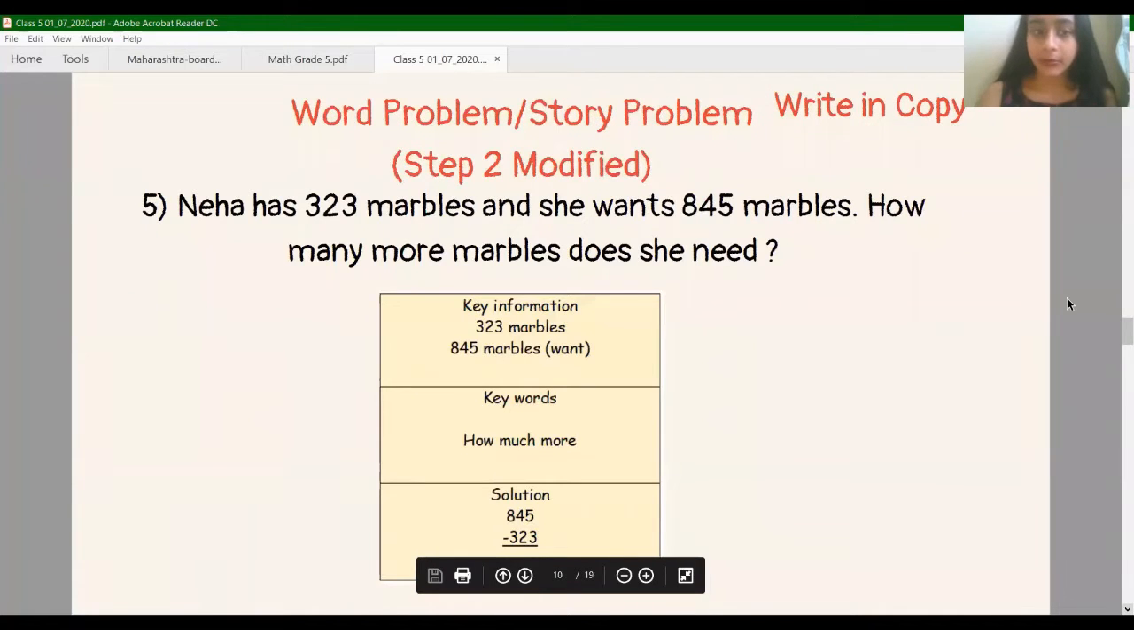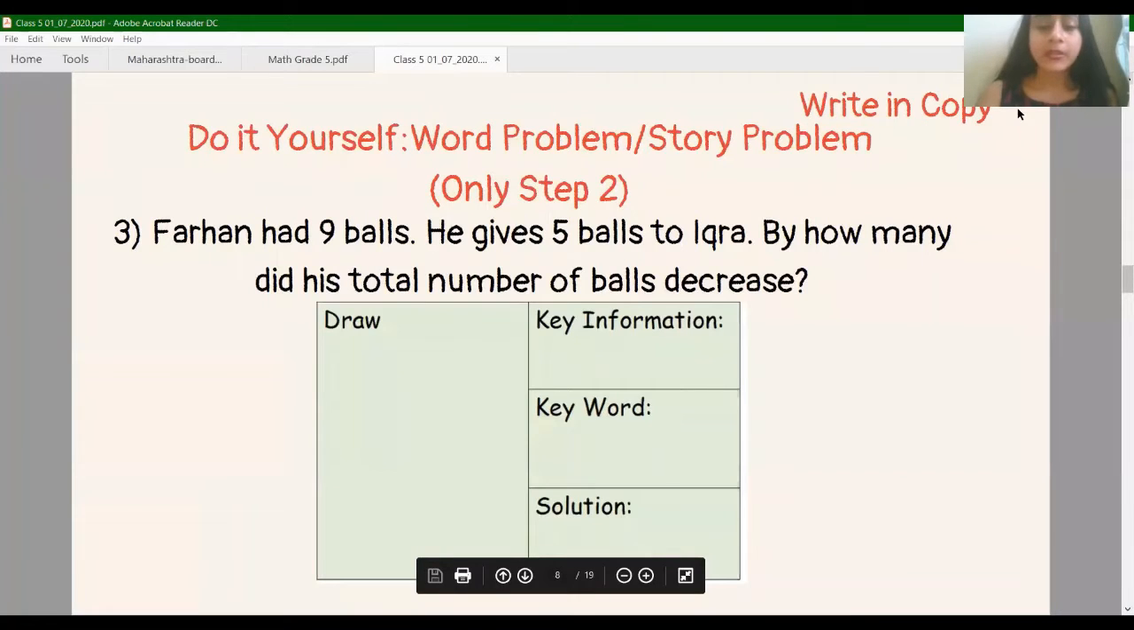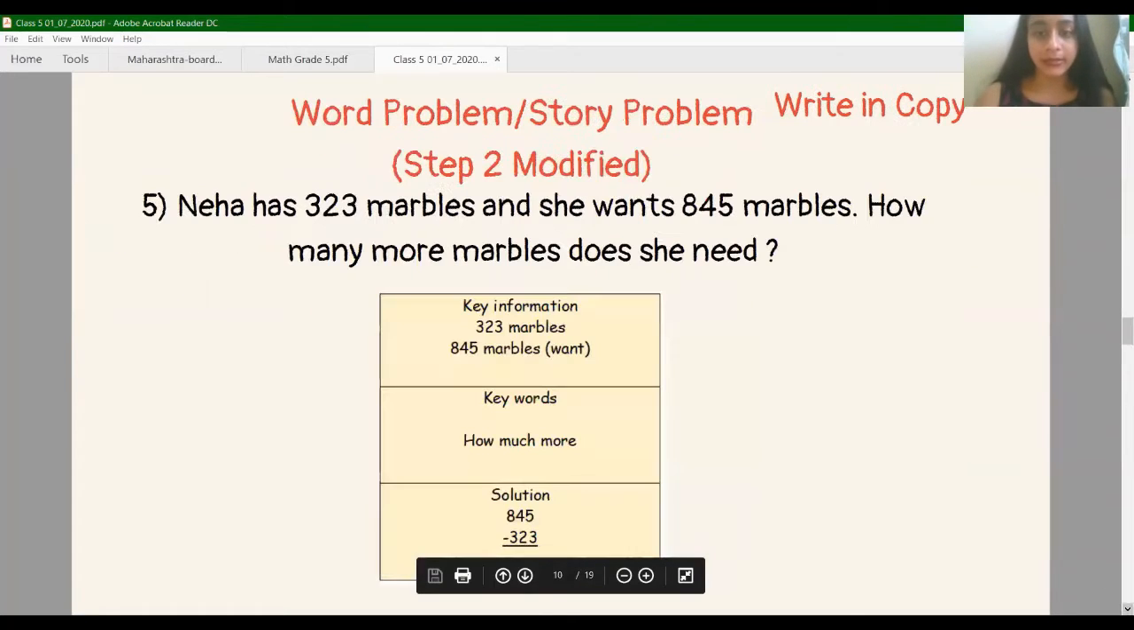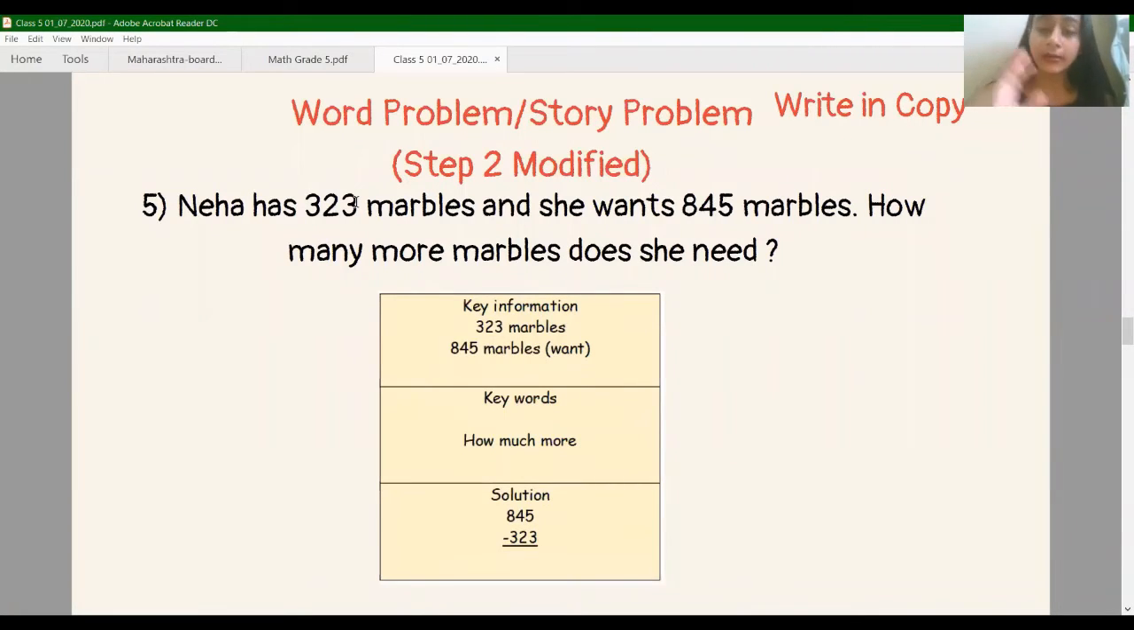Okay, now here also Farhan had 9 balls. He gives 5 balls to Ikra. By how many did his total number of balls decrease? We tried this on the board, so you have to do the same. But here in this question the numbers have become bigger. If the numbers have become bigger, then you do not have to draw.